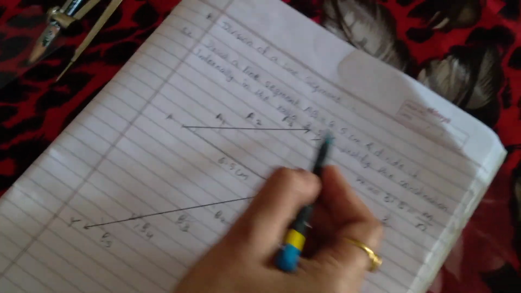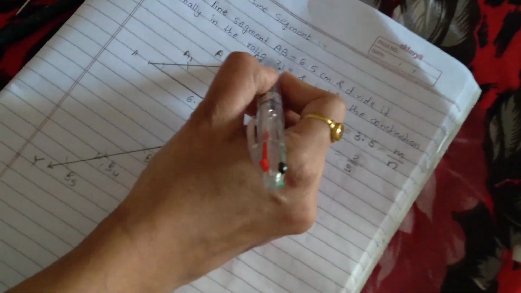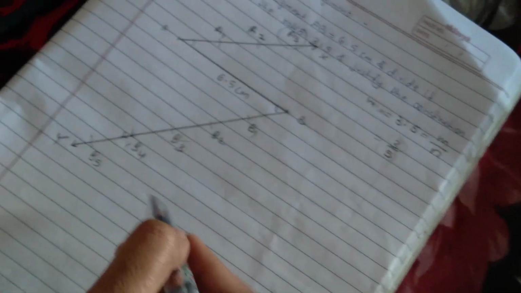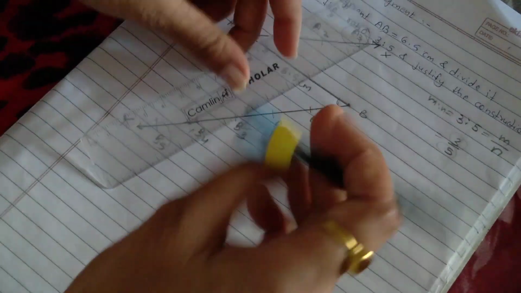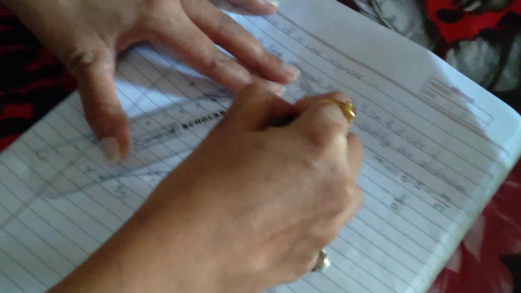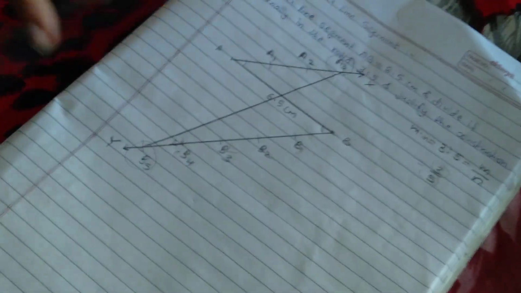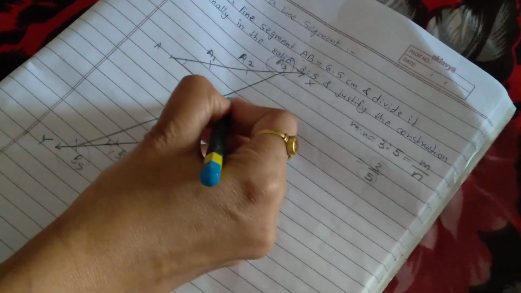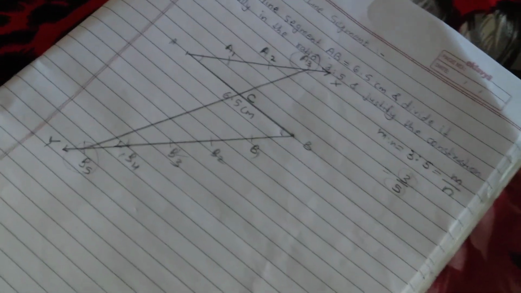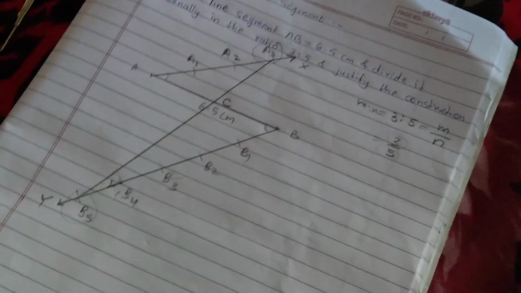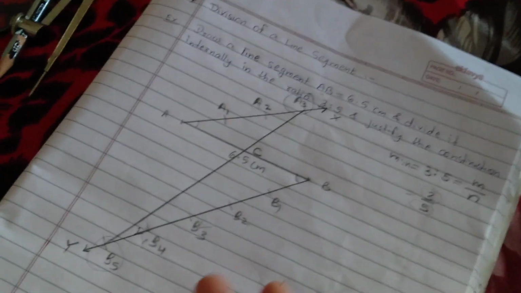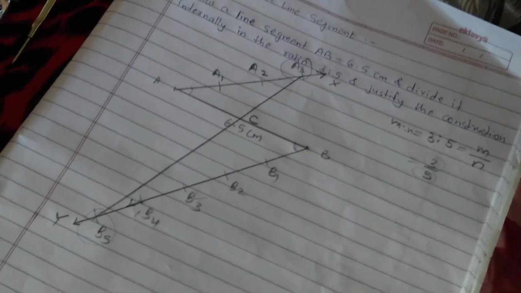Now still we have not divided. Now children, what we will do is join A3 and B5 with the help of scale. You have to be very careful. Now this is the division of line AB, which is intersecting or dividing at point C. Now how will you do the justification? I hope everyone has understood the construction. I will be revising this one more time later on.